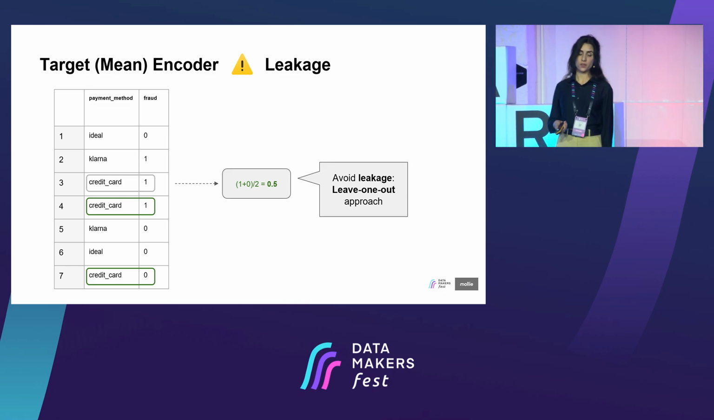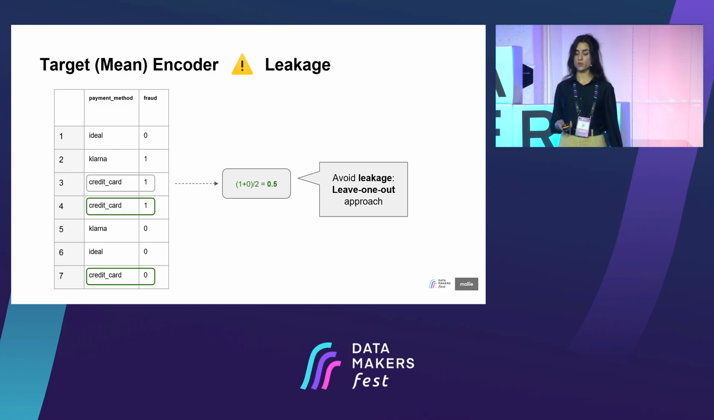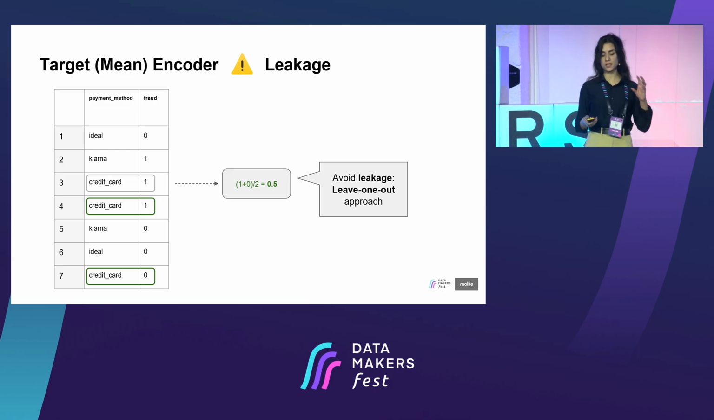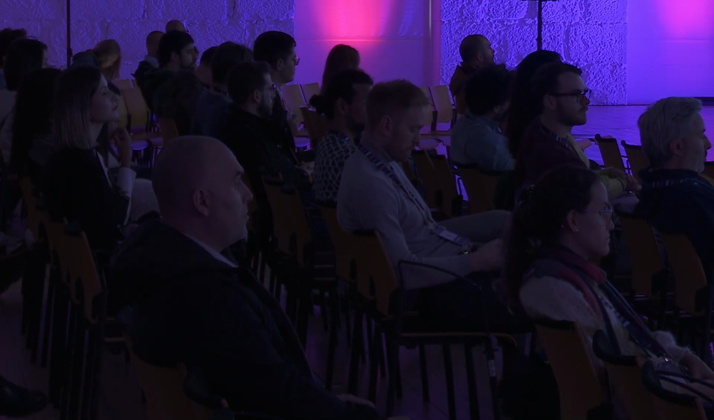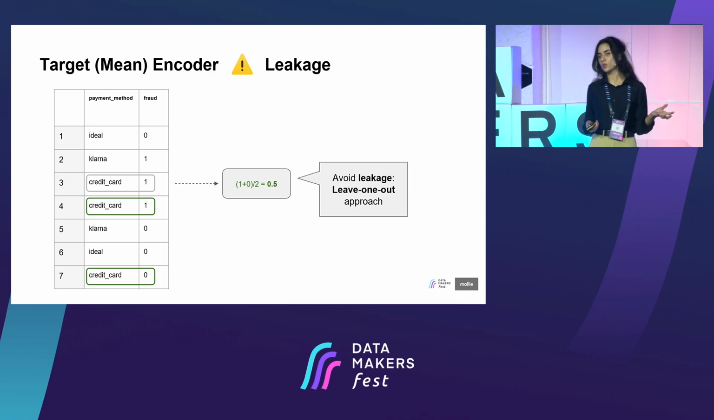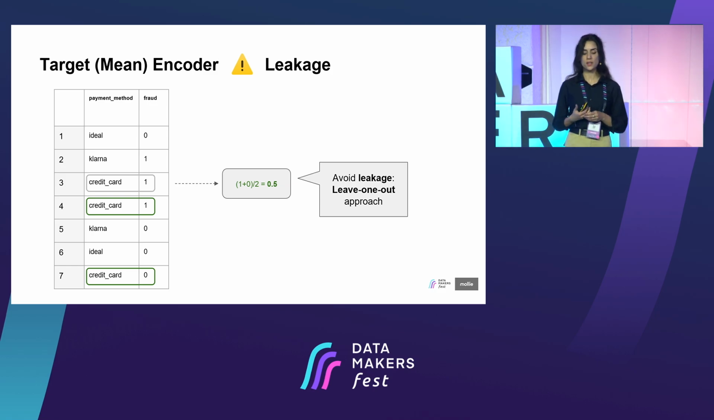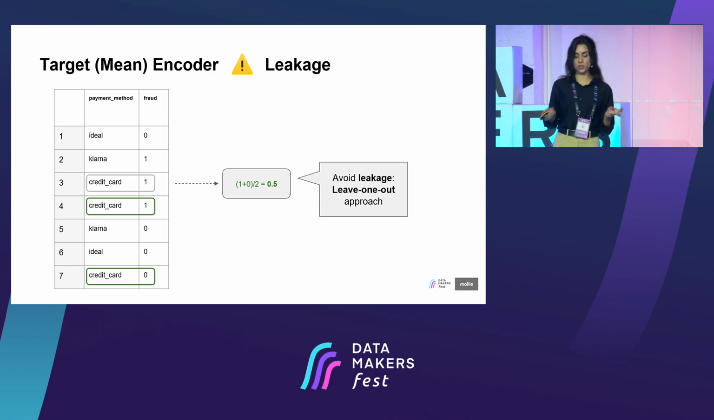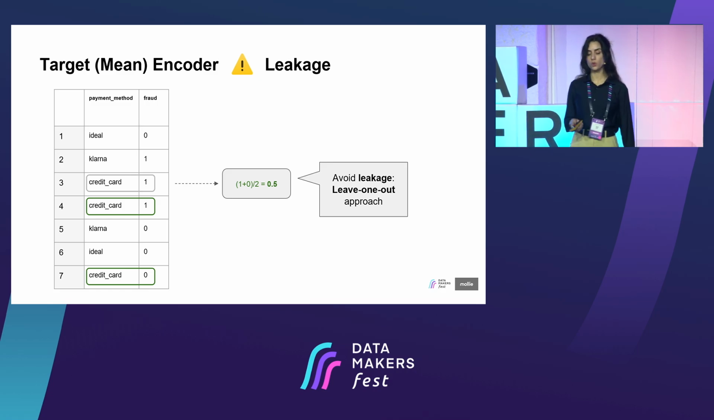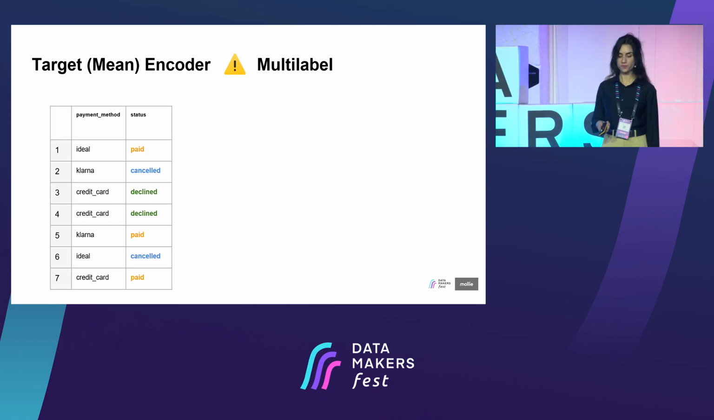If you want to be extra careful, what you can do is decide to use the leave one out approach. That means that for every single row from a specific category, you will calculate the average of everything else with the same value without considering that row itself, because in production you don't know the value of that row yet, right? So to avoid calculating something that technically in production wouldn't yet be known, we can use the leave one out approach.